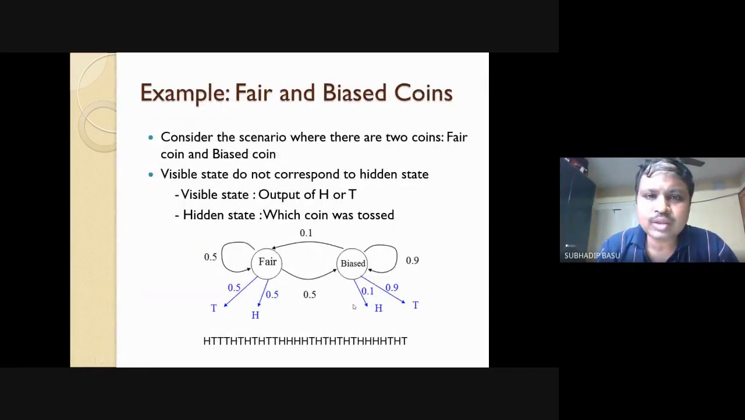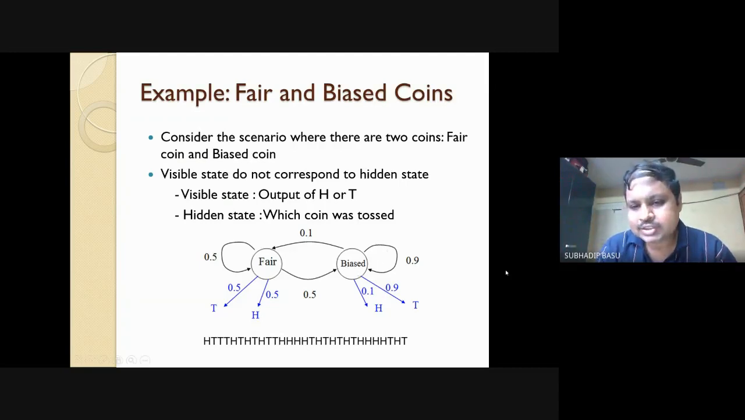Now, what if there is a biased coin? For example, in case of a fair coin, you have two possibilities, head and tail, equally having 0.5, 0.5, and there is also a 50% probability that it stays in the fair coin state and goes to the biased coin state.